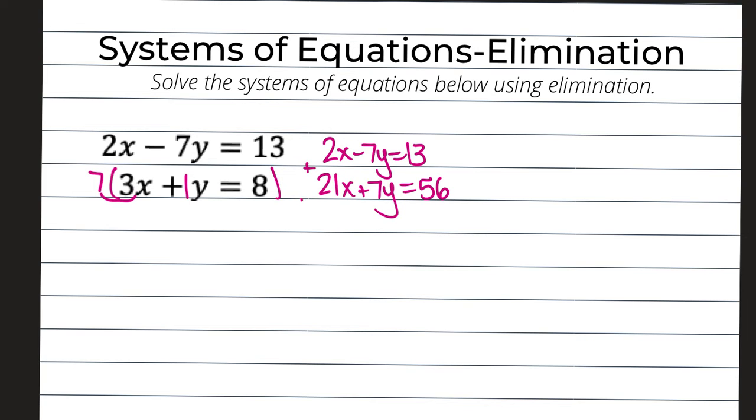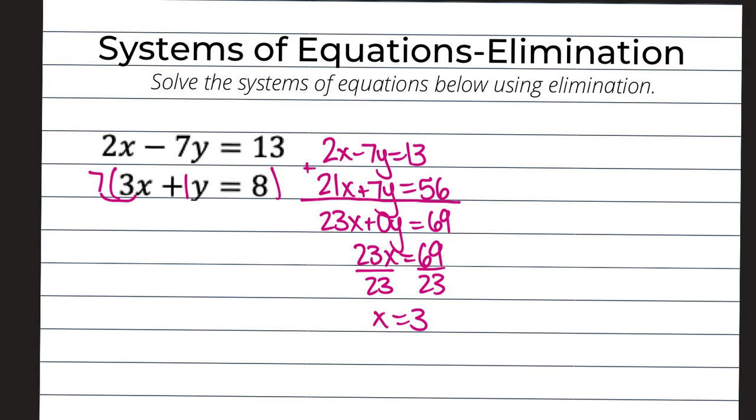And so now, if I add those equations, 2x plus 21x is 23x. Negative 7y plus 7y is 0y, which you don't really need to write. And then 13 plus 56 is 69. Now just think of that as 23x equals 69. You want to get x by itself, so you need to divide by 23. And that gives us x equals 3.